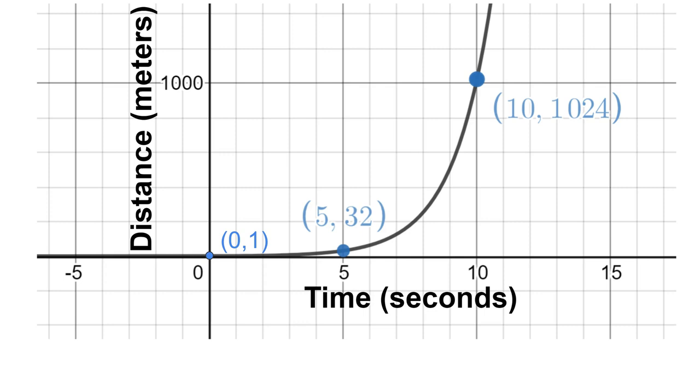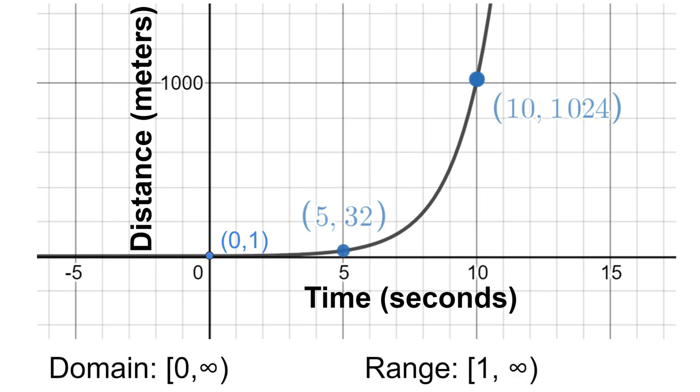A couple key features of this graph that I want to point out. The domain is 0 to infinity and the range is 1 to infinity in this context, because we're only looking at the first quadrant of positive time and distance values, because that's what makes sense in this scenario. The entire graph of 2^t, if we didn't restrict the domain, would be different.